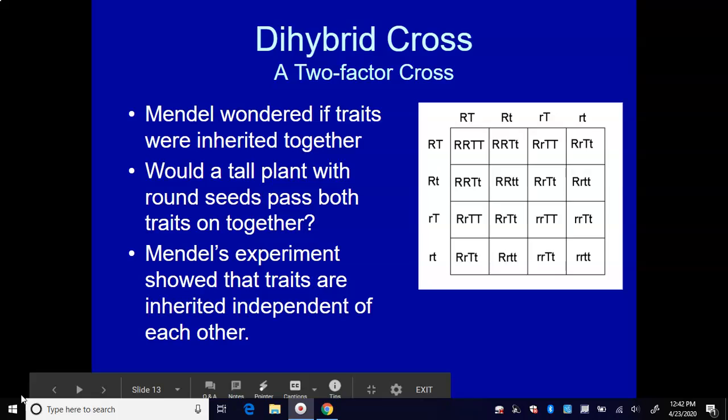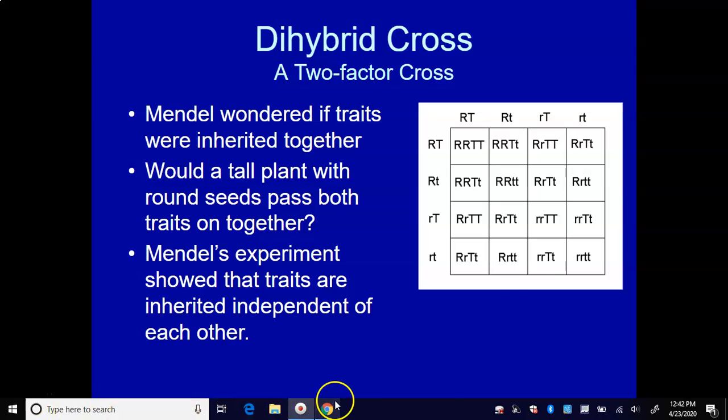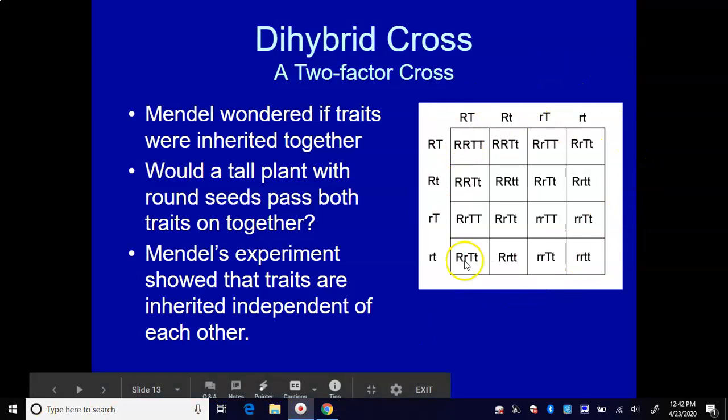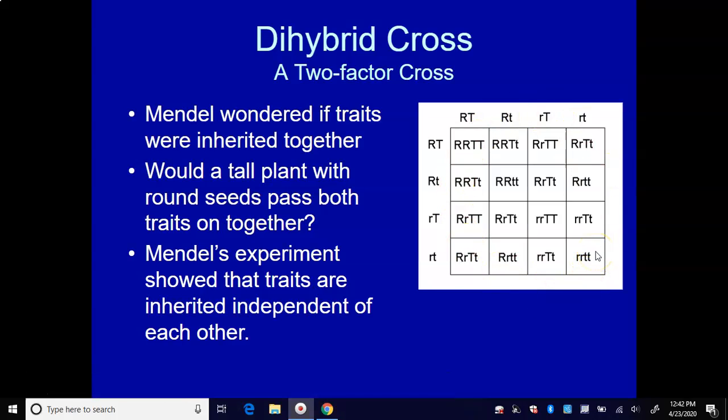So that was an example of a monohybrid cross that we just did. A dihybrid cross now is a 2-factor cross. So here's the Punnett square. It is a 4x4 Punnett square, so it's 16 possible offspring. That means when you're doing your probability, it should always be out of 16.